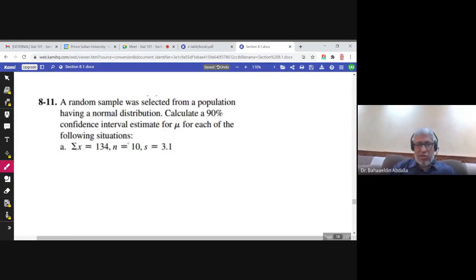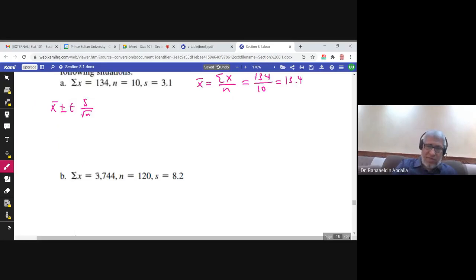Look at this question. S is given, but x bar is not given. You can find x bar here using this formula. It is summation x over n. So 134 over 10 would be 13.4. So x bar plus or minus t times s over square root of n, because s is given and sigma is not there. 0.9, degrees of freedom is 9. Find t and find the confidence interval.